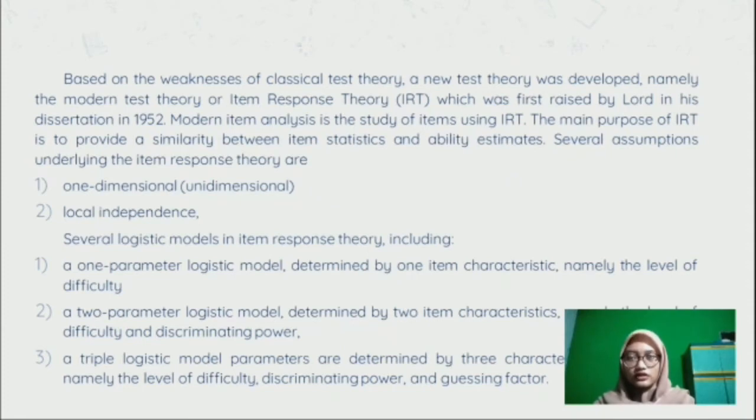First, unidimensional, meaning the dimension of the participant character is measured by a single test. This assumption is very difficult to fulfill because of the many factors that affect the test, such as cognitive, personality, and language. However, it can be assumed that if in the analysis result there is one factor that is more dominant than the other factors, it can be said that the test is unidimensional.